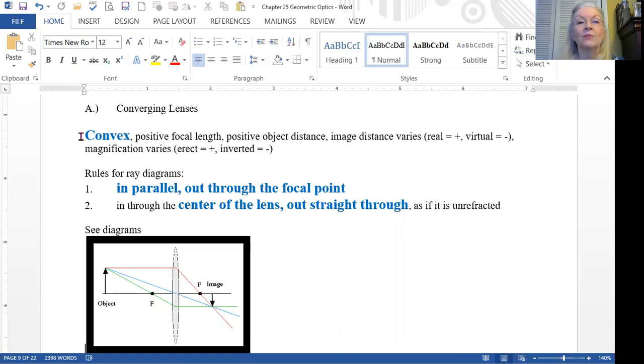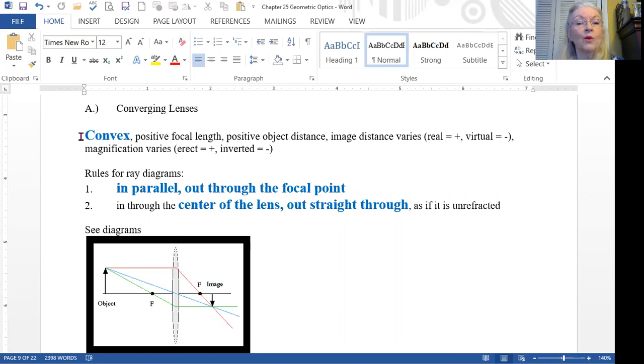The object distance by definition is positive. It allows us to use a single equation. And the image distance is going to vary. It'll be different depending on where the image ends up being focused.